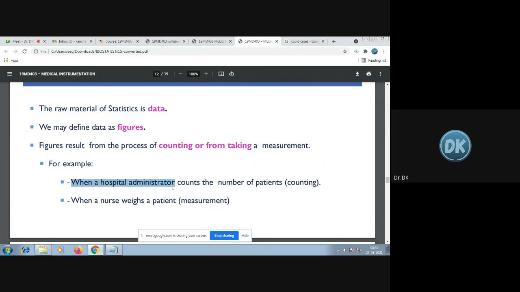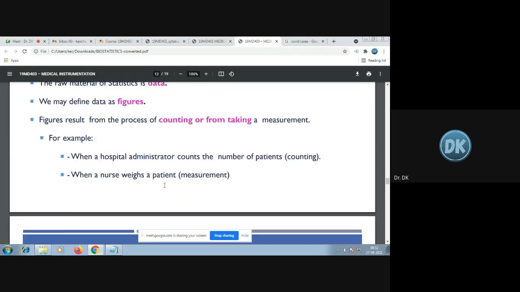Simple example, when a hospital administrator counts the number of patients. If you take a normal OP room in a hospital and check the number of OP patients admitted per hour, that administrator will be counting, right? The number of beds available and the number of patients occupied. Let's say the OP room has 50 beds and there are 25 patients, then 25 beds are free, so 25 more patients can occupy them, right? And when a nurse weighs a patient, then it's a measurement. If you are using a weighing machine to measure the weight, then it is a measurement. So it can be used by counting or it can be a result of measurement. So that's about the data.